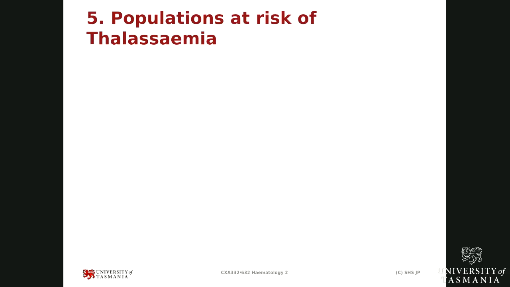Okay, so then the next one. Alpha and beta thalassemia are differentiated by the ethnicity of the population affected, the age of the population affected, the type of globin chains affected, or the abnormal hemoglobins produced.